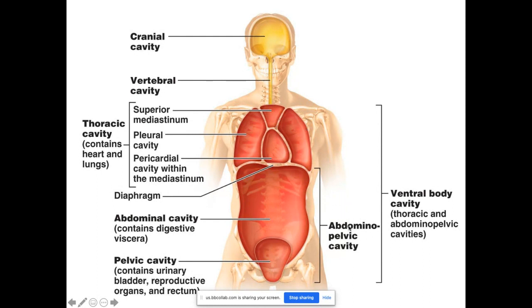When we look at the abdominal pelvic cavity, it's really the abdominal and the pelvic. The abdominal cavity is going to have the abdominal organs. The pelvic cavity is going to have the reproductive. These are all part of the ventral cavity, all of this. In terms of this other cavity, that's your cranial cavity and your vertebral cavity. That's for your brain and spinal cord. That's yellow.